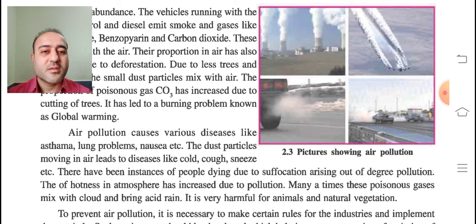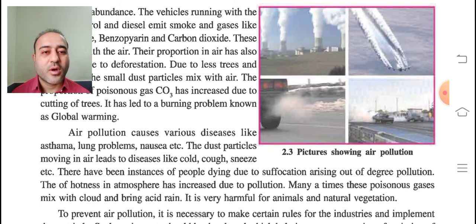Air pollution causes various diseases like asthma, lung problems, nausea, etc. The dust particles moving in air lead to diseases like cold, cough, sneeze, etc. There have been instances of people dying due to suffocation, right? So due to poisonous, polluted air, the person feels breathing problems, and even due to that breathing problem the person can die.